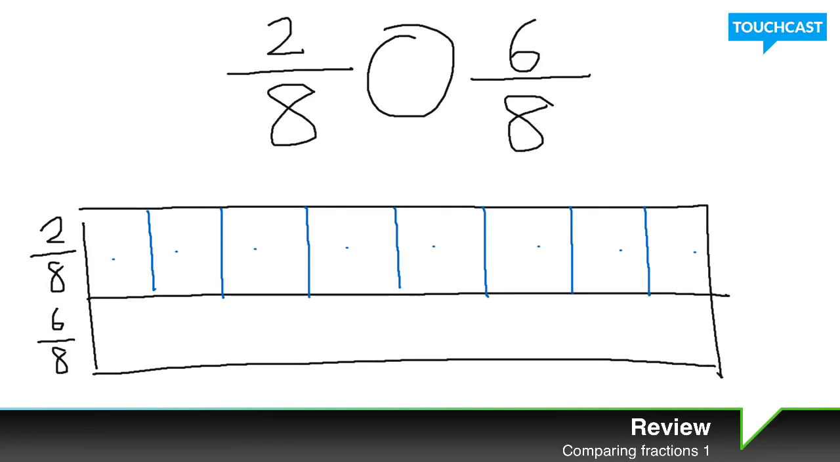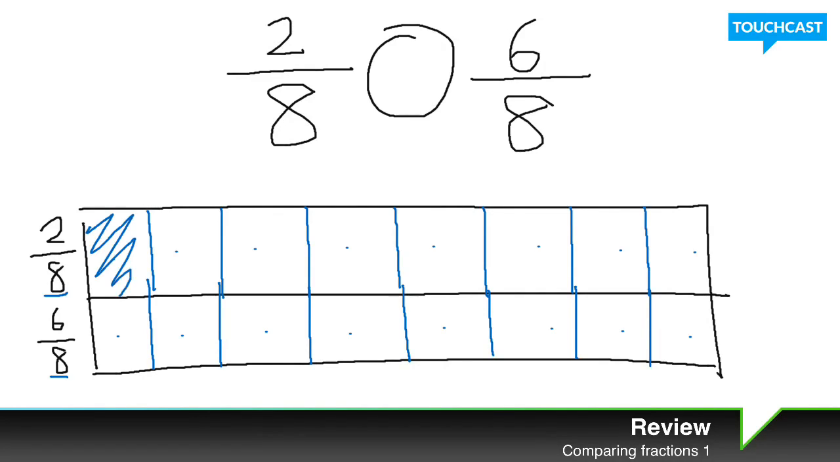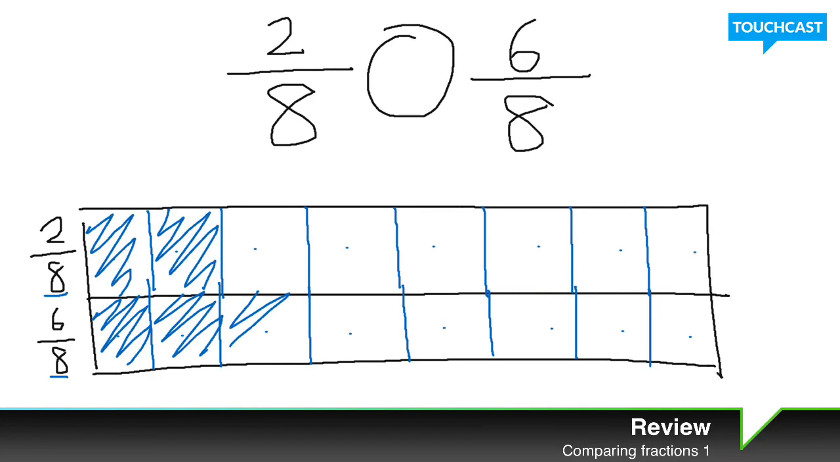Before I do 6 out of 8, I'm just going to copy it onto the bottom because the denominators, the 8, are the same. So all I have to do is copy. 1, 2, 3, 4, 5, 6, 7, 8. Easy as that. So let's start with 2 out of 8. How many pieces do I need to shade? Just 2. 1, 2. And now how many pieces do I need to shade for 6 out of 8? Well, just 6. 1, 2, 3, 4, 5, 6.